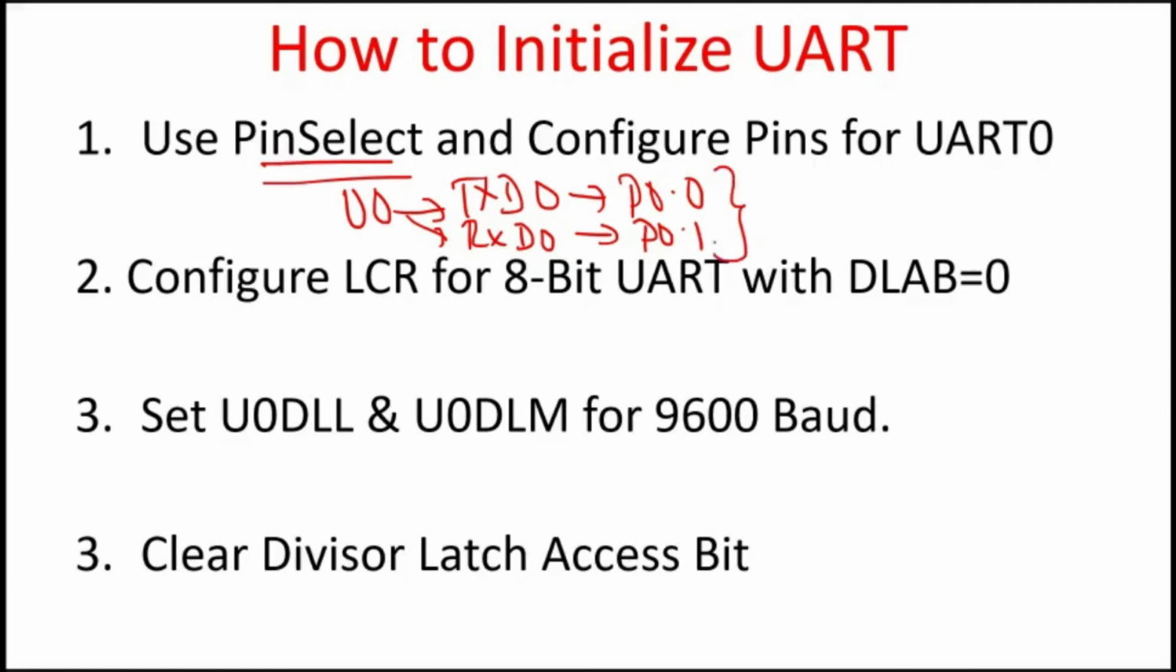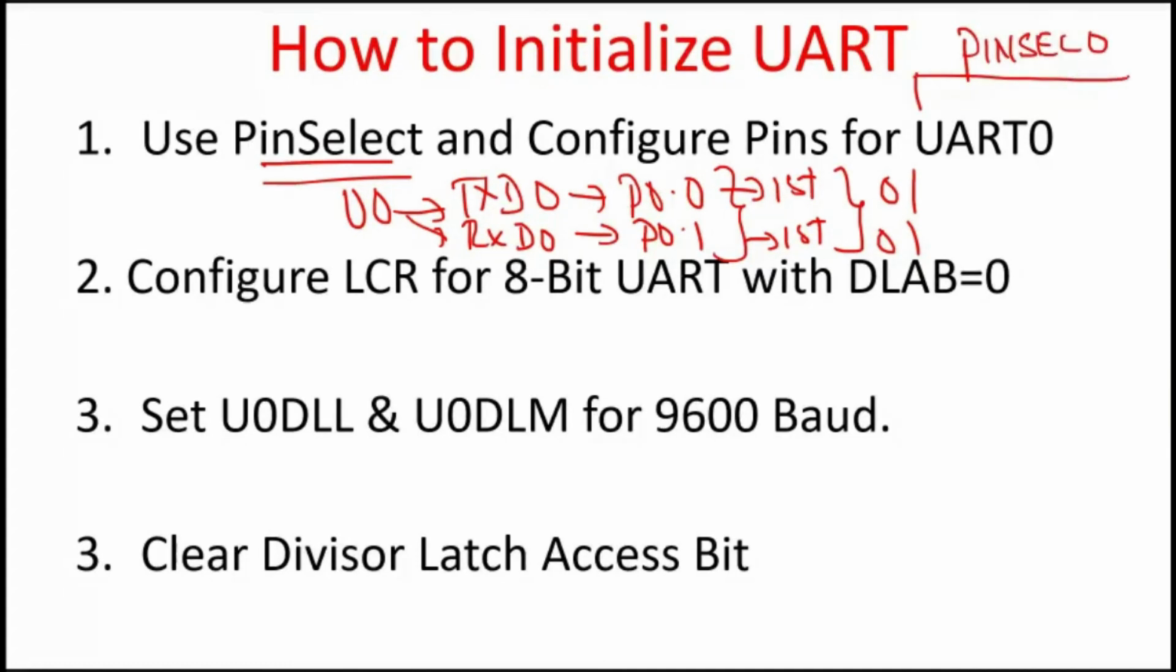So if you want to configure, both of them are first special functions. If you are configuring them as first special functions, I have to put 0 1 and 0 1. Where do I have to put them? Port 0.0 and 0.1 are in pin select 0.